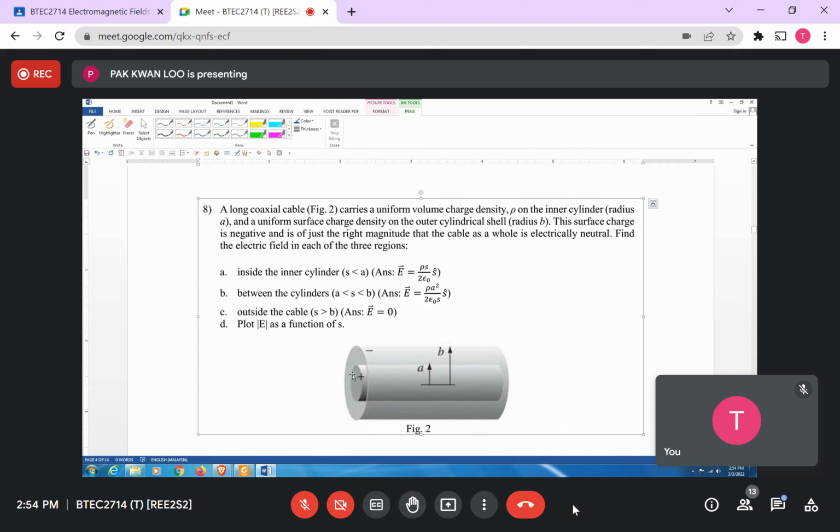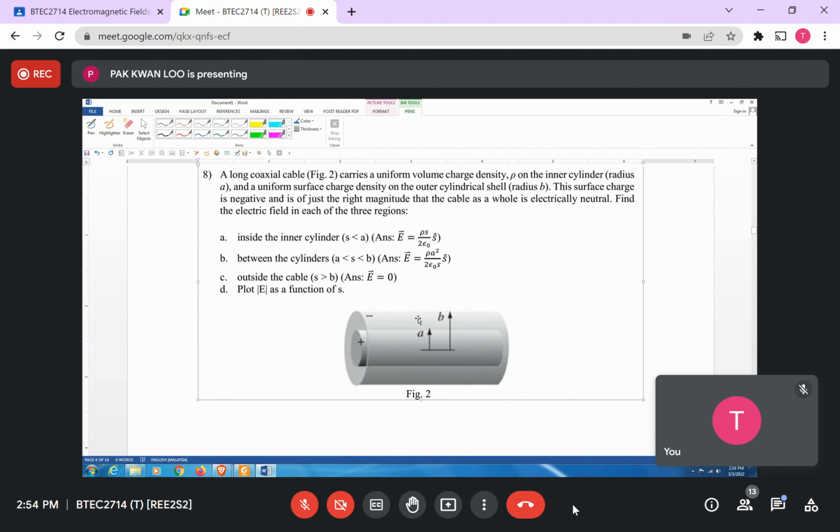So that means the total charge carried by the inner solid cylinder, let's say Q. Basically the whole volume contains positive charge Q, and the total surface charge on the outer shell is negative Q. So this is what it means: the cable as a whole is electrically neutral. So find the field in the three regions.